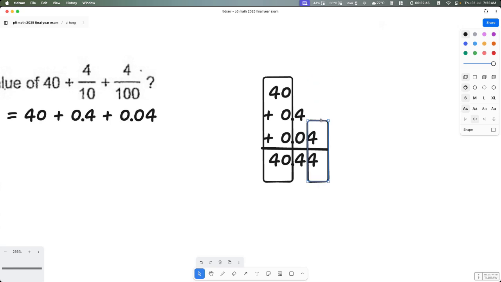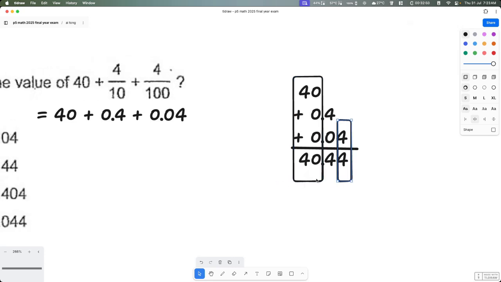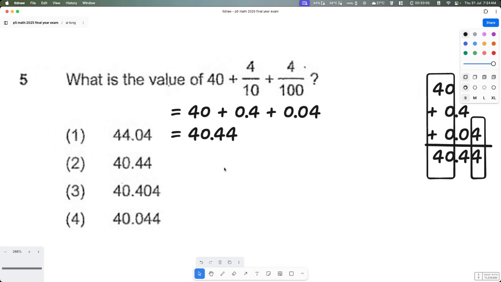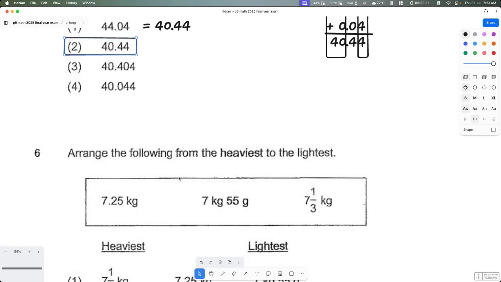So it makes it a little bit clearer on how to do this. In this case, it's hopefully pretty straightforward. So the answer to this will be 40 point, not 50, 40.44. So the answer to this is option number 2 for question number 5. Okay, let's move on to the next question.